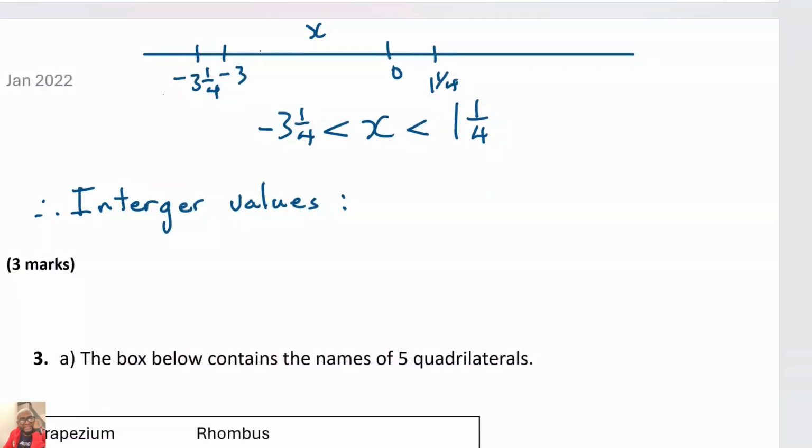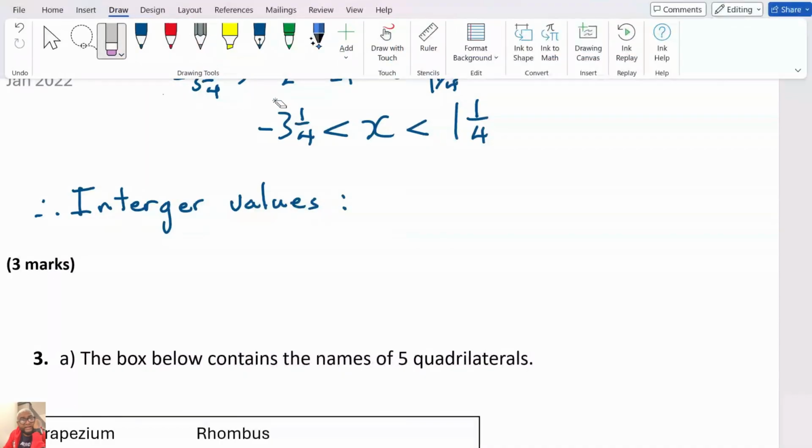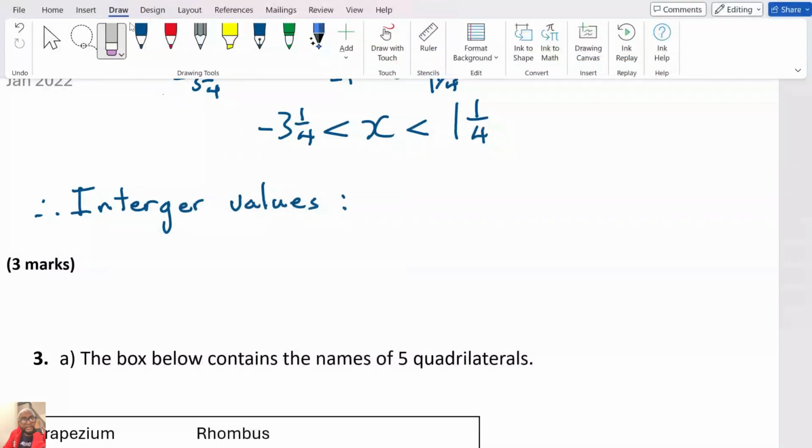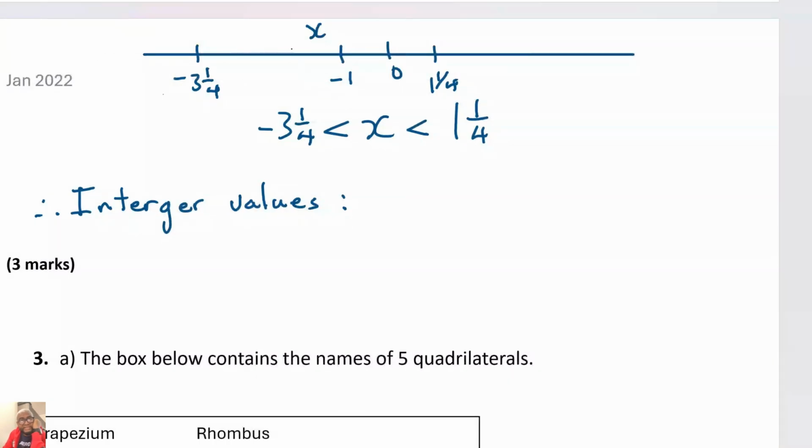Negative 3. Excellent. Negative 3. Then you have what? Negative 2. And then you have negative 1. Let me write it a little better. Right. So these are the integer values. Negative 3. And then here, after 0, what's between 0 and 1 1/4? What's the integer value here? 1. So, what are the integer values that are between negative 3 1/4 and 1 1/4?